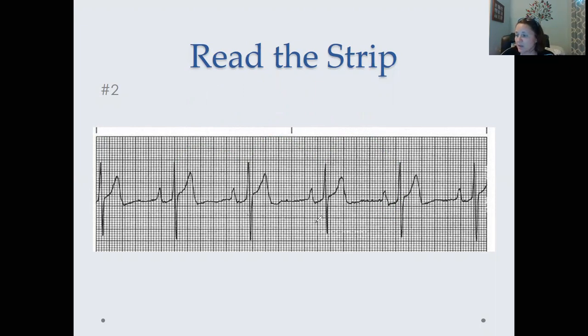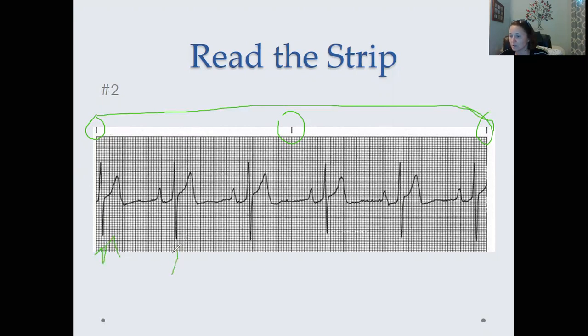And then the last piece is the rate. So this one, look at it here. We got these 3-second tick marks. We don't need to do any counting. We got a 6-second strip here, so we just need to count our QRS complexes that are within it. 1, 2, 3, 4, 5, 6 QRS complexes give us a rate of 60. So we answered yes to all of our questions, so we have here normal sinus rhythm.